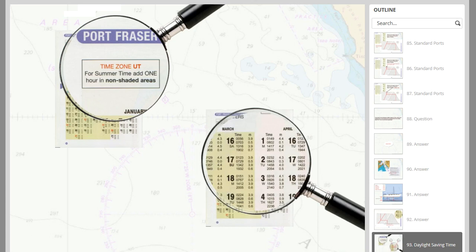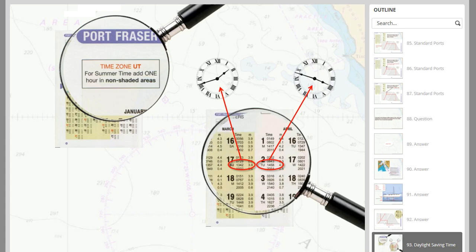For example, when the tide tables give a high water time of 1342 on Sunday the 17th of March, your watch will show 1342. However, the afternoon high water on Tuesday the 2nd of April will occur at 1558 on your watch.